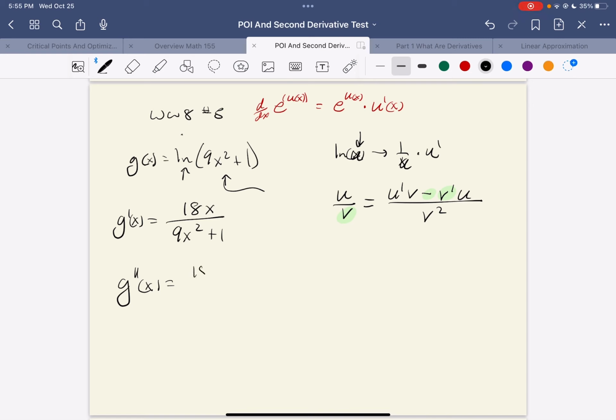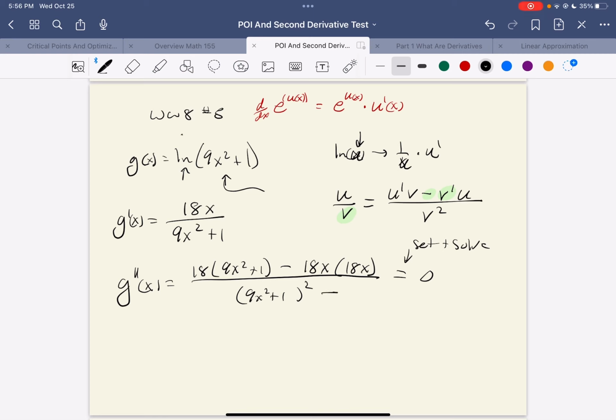So derivative of the top 18 times the bottom 9x squared plus 1 minus the derivative of the bottom 18x times the top 18x all over that bottom squared. All right, 9x squared plus 1. All right, we need to figure out when is this equal to 0. So we're going to set and solve.